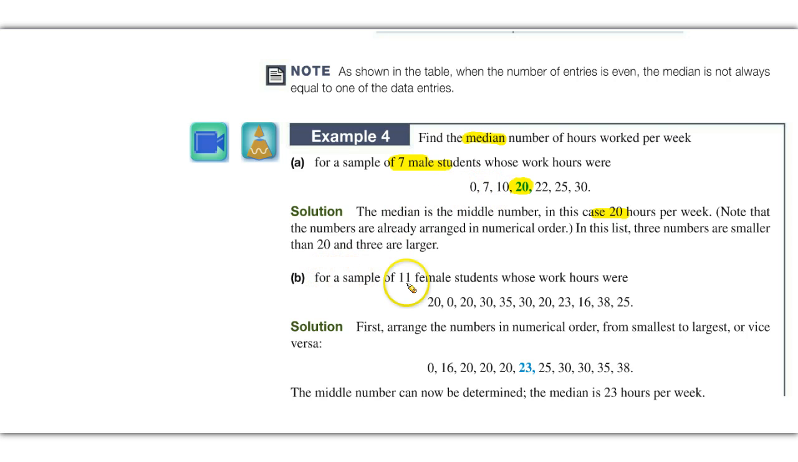And for sample B, we have 11. Again, here the values are not ordered. You need to put them in order. And then with 11, you're going to count to 1, 2, 3, 4, 5, the 6th member. So there would be 5 on each side of it. Your median for that group is 23 hours.